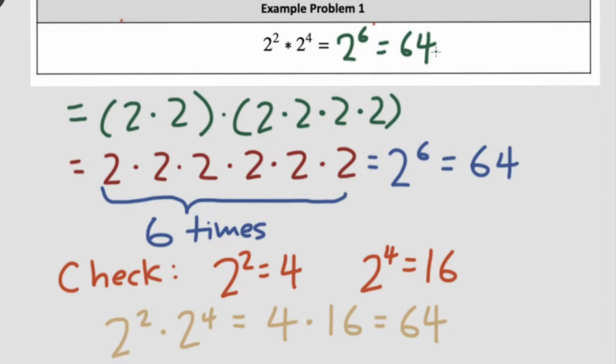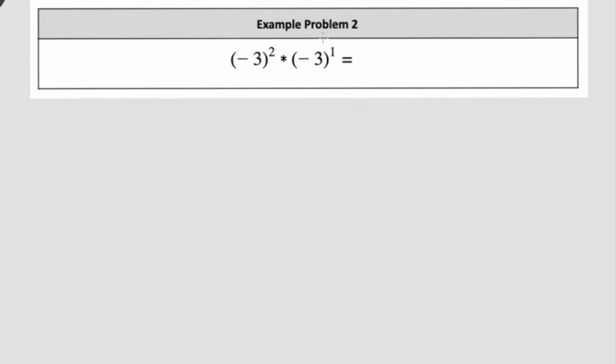but I'm also noticing here that the base of 2 is the same, and 2 plus 4 is 6. Now I don't know for sure, so I'm going to move on to another problem to see what I'm thinking. Now let's look at another example problem to see the relationship between the exponents and the product.